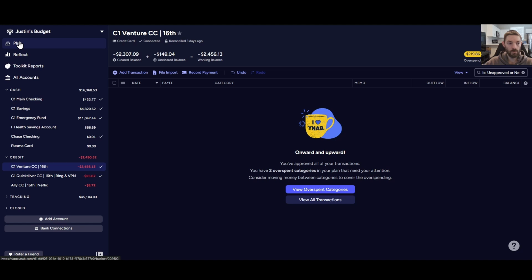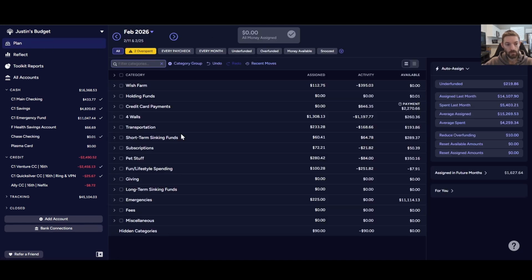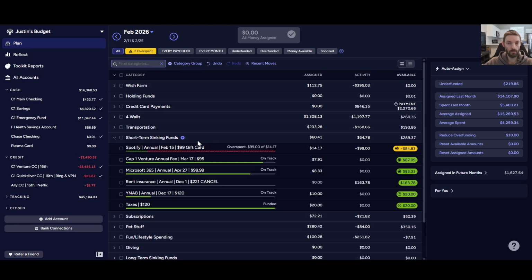And if I go to my February month and I go to my short-term sinking funds, which is where I keep my renter's insurance, you'll notice that $163.78 is now sitting there. My rent insurance, like I said, is wrapped up in my rent, so I don't need this category, and therefore I don't need this money sitting here.